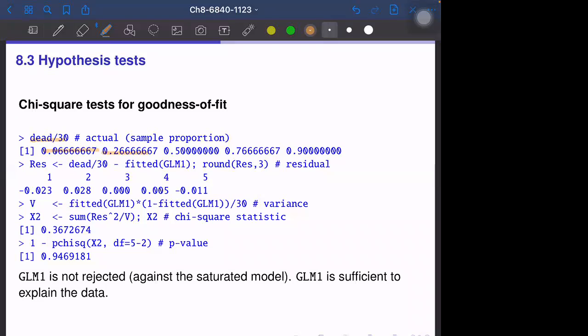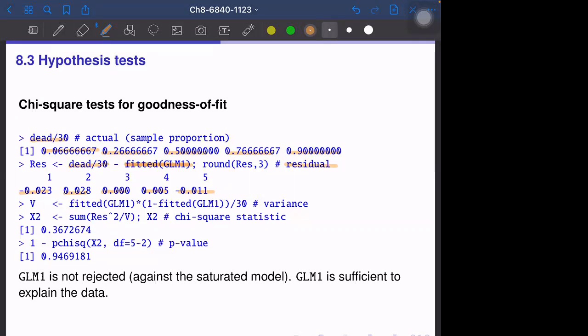Okay, and the residual. So we have already fitted the model. So actual minus fitted, that is the residual. So the residual is just negative 2.3%, positive 2.8%, 0, positive 0.5%, negative 1%, 1.1%.